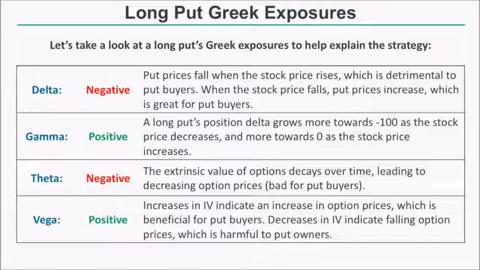So when we put all of these things together, we learn that a long put position profits when the stock price falls or implied volatility rises enough to offset that negative theta. So time is your real enemy here, and you need a decrease in the stock price or an increase in implied volatility to occur fast enough and with enough magnitude to offset that negative theta.